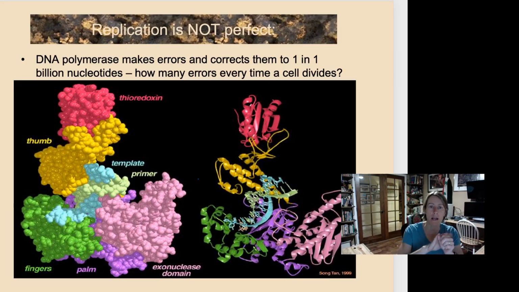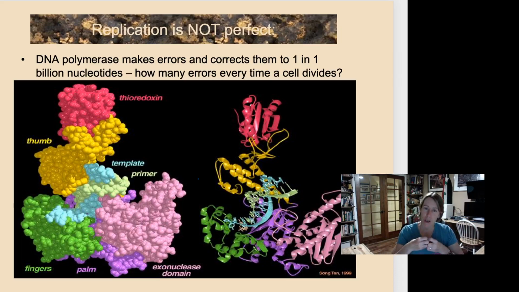When that 1 cell divided into 2, now there's 6 errors in the new cell. When those 2 cells divide into 4, now there's another 6 errors, so that's 12. And when those 4 divide into 8, there's another 6 errors, so that's 18. Now remember, this is just on average, so it's not going to be 6 exactly every time.